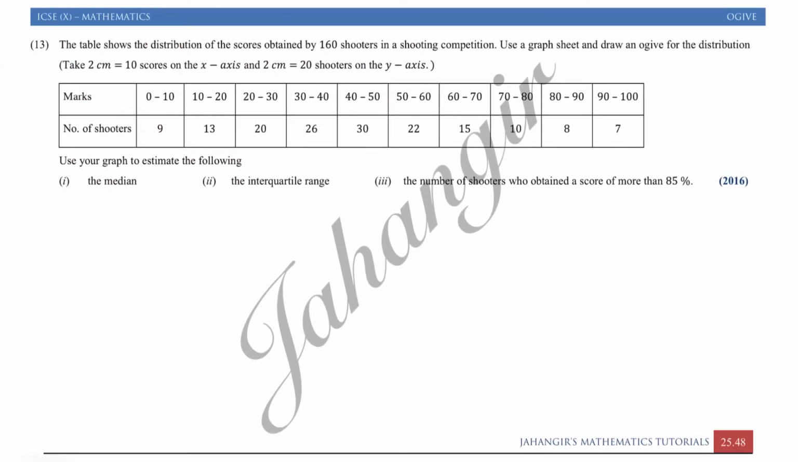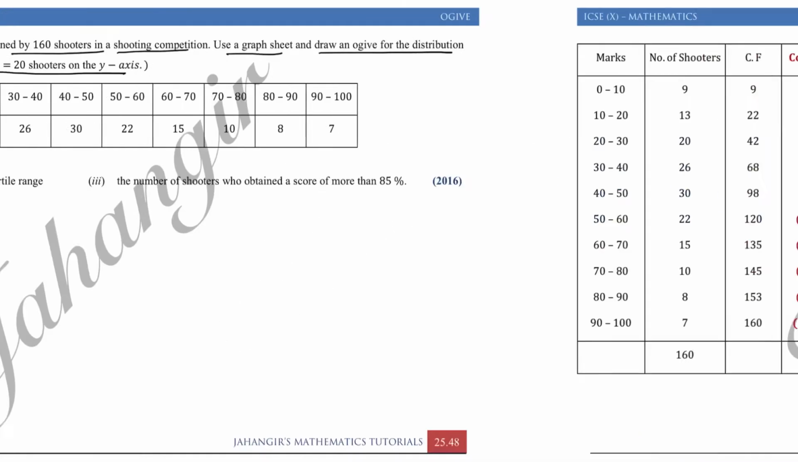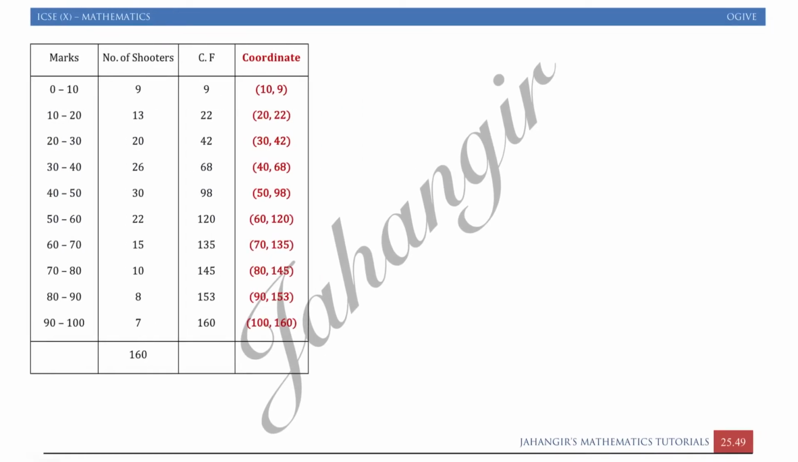Question number 13. The table shows the distribution of the scores obtained by 160 shooters in the shooting competition. Use the graph sheets and draw an ogive for the distribution. Take 2 cm is equal to 10 scores on x-axis, 2 cm is equal to 20 shooters on y-axis. So as class interval and number of shooters are given, answers we will find out later on. First, write down marks, number of shooters, cumulative frequency, and coordinates. These are the common terms which you have to write down.